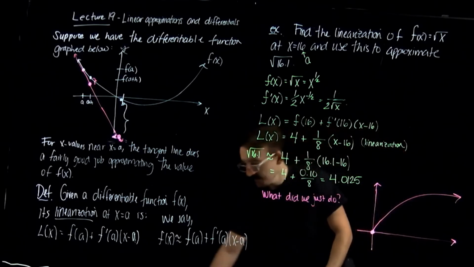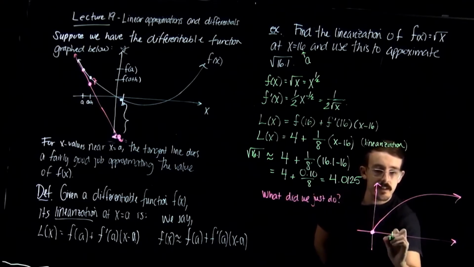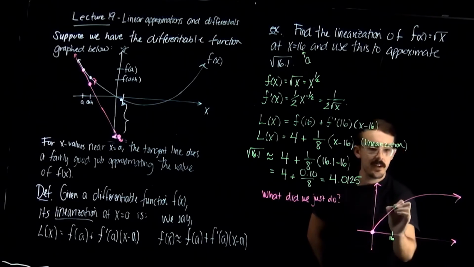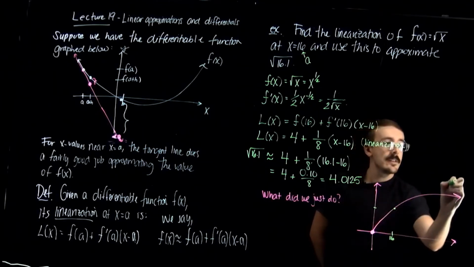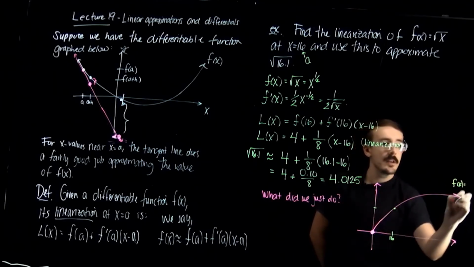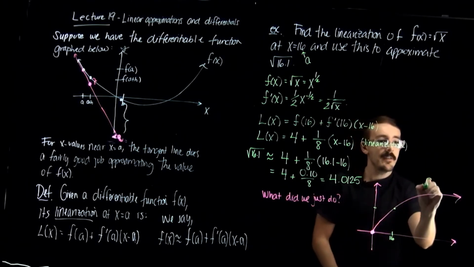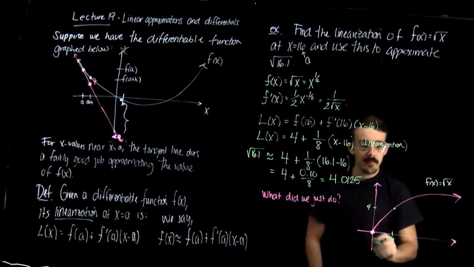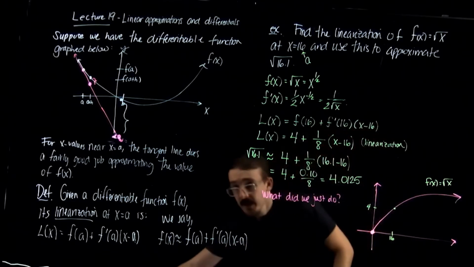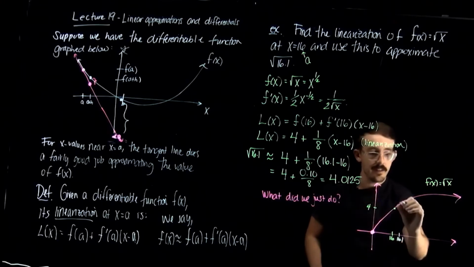And I'm going to mark the point at 16 for the x. You should know that this value right here, when you plug 16 into f of x equals root x, will be 4. What we did is we took the tangent line there to approximate this value right here.